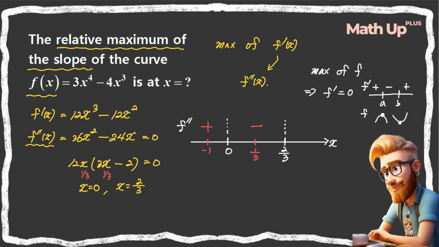Lastly, if we substitute maybe 1, any number greater than 2/3, then 12 times 1 is positive. 3 minus 2, that's positive. So positive times a positive, that's positive. So f double prime changes from positive to negative and negative to positive. Then we know that the graph of f prime increases, then decreases, decreases, then increases. So the relative maximum of f prime, which is the slope of f, occurs when x is equal to 0.